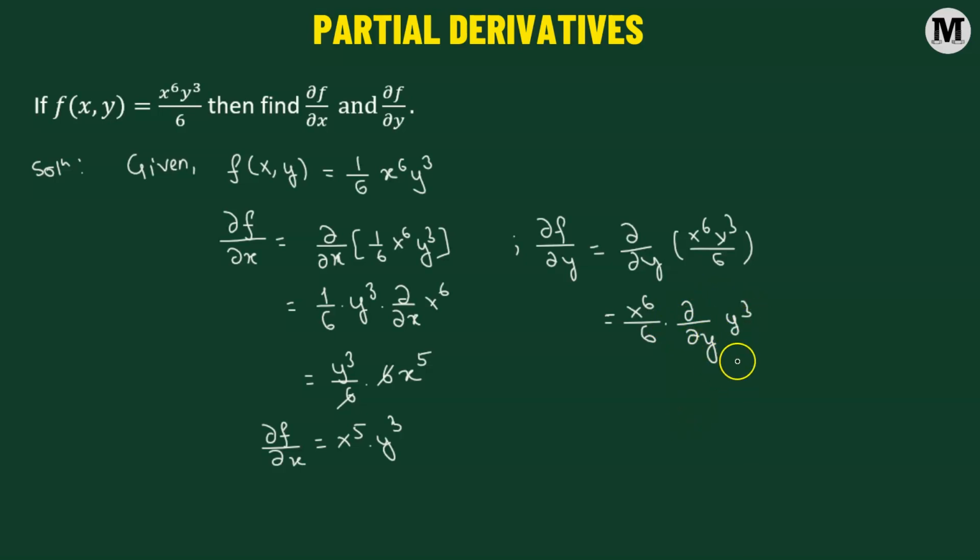Now for the derivative of y cubed with respect to y, we'll use the rules of ordinary derivatives. So we have x raised to the power of 6 divided by 6 multiplied by the derivative of y cubed with respect to y. Using the power rule, we get 3y squared. Now we have 3 times 2, that's 6. Our final result will be half x raised to the power of 6 times y squared. So this is going to be the value of the partial of f with respect to y.